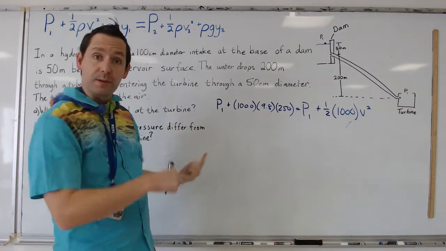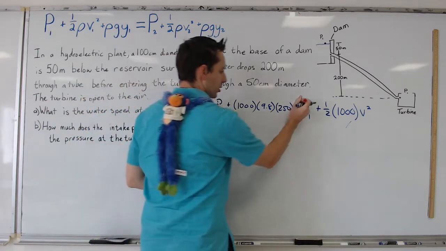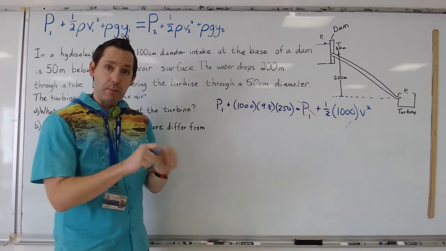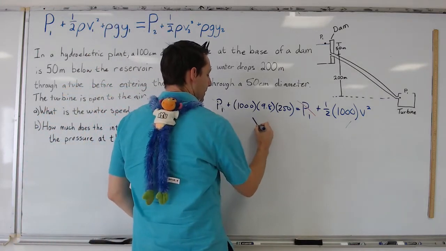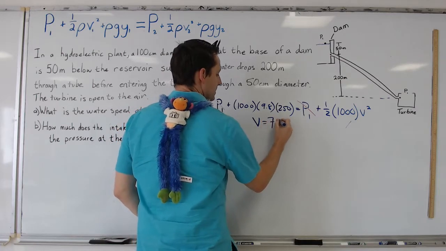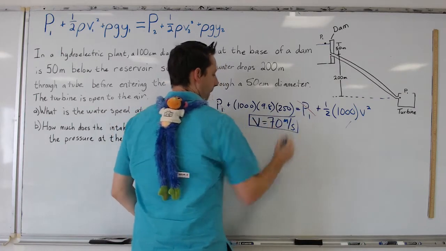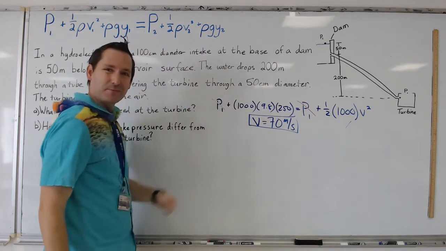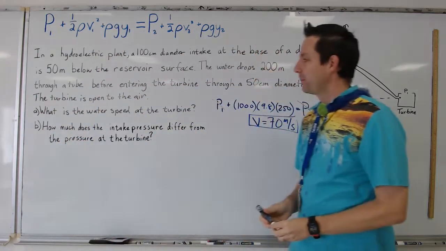Now we subtract the P from both sides. Where's my red cancel marker? These guys are going to go away. Cancel, cancel. And then from there, you should be able to just plug it into your calculator, work it out, and I got that my velocity is 70 meters per second. Ta-da! Bernoulli's principle. All right, now that's only part A. We can move on to part B here.